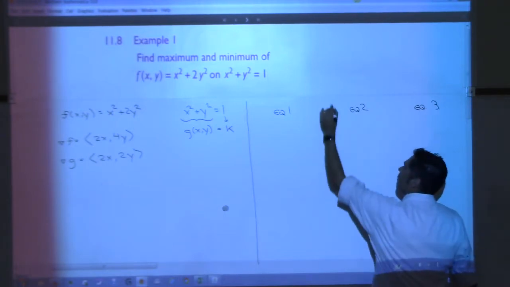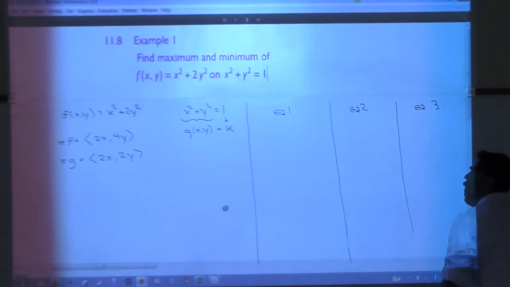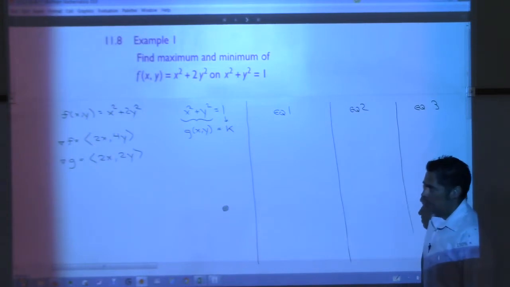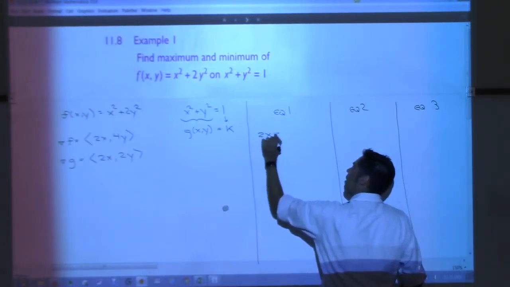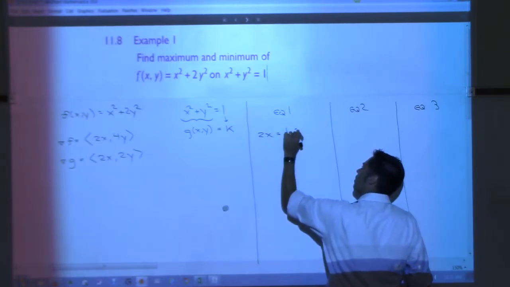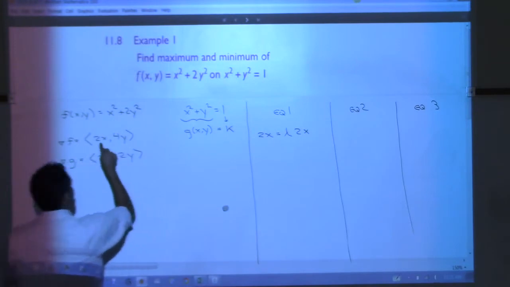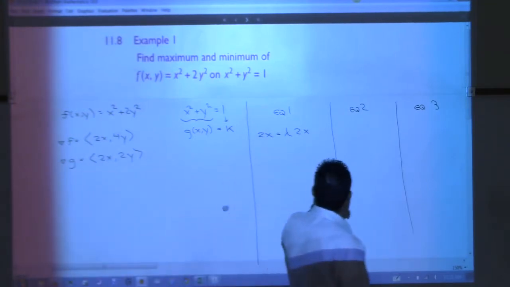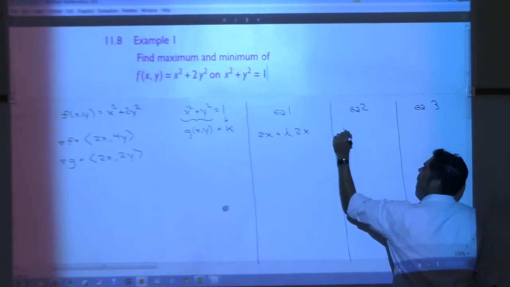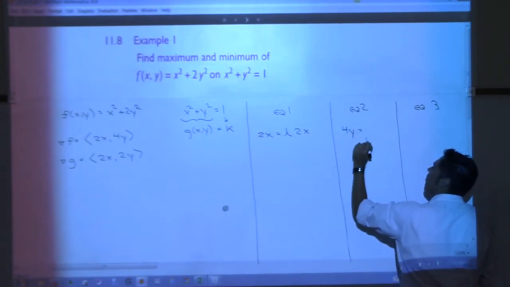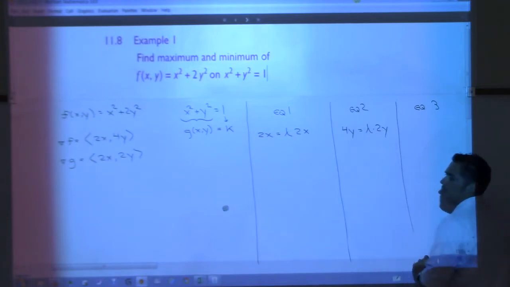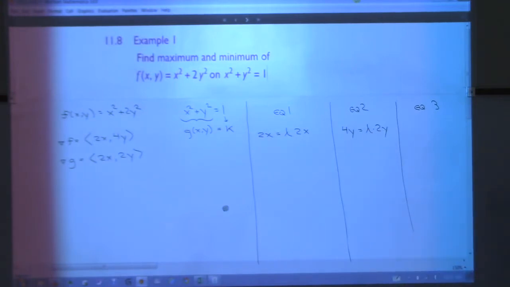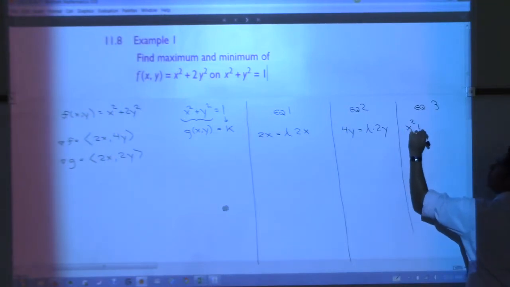Here they are. My first equation is 2x equals lambda times 2x. So all I'm doing is setting the first component of the gradient of f equal to the first component of the gradient of g, but I have to say times lambda on g. So that's our first equation. Second equation, 4y equals lambda times 2y. And then the last equation is the constraint equation. Good. x squared plus y squared equals 1.